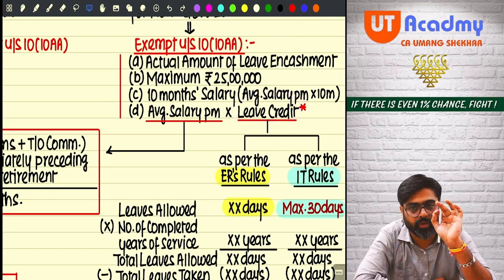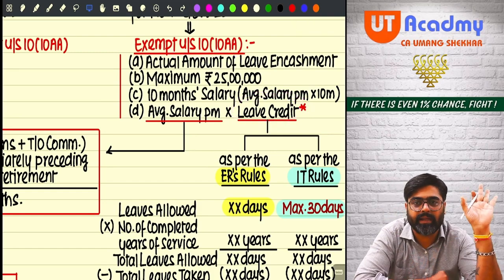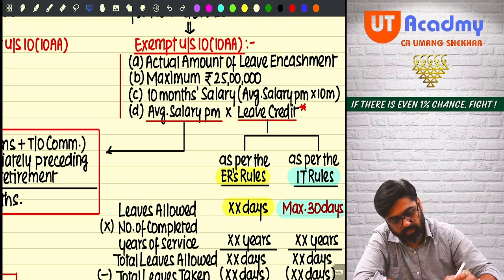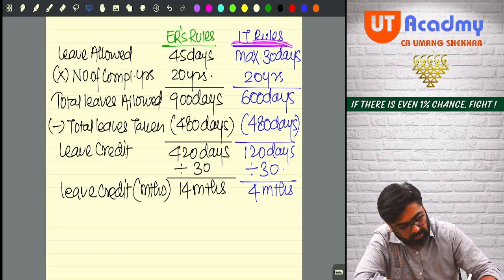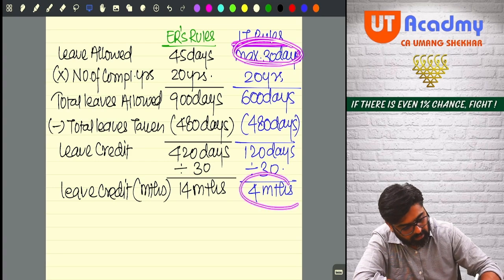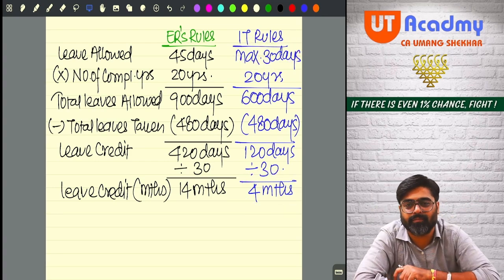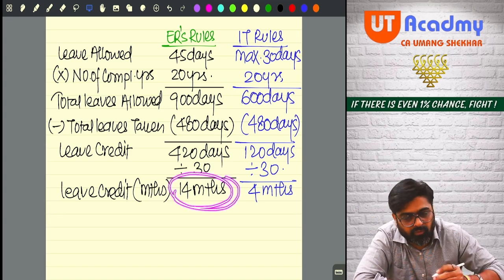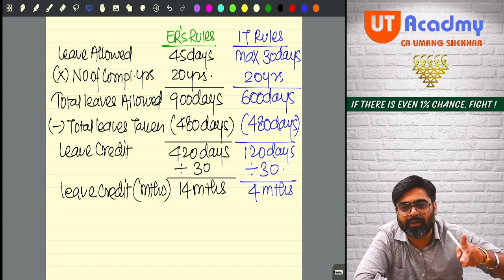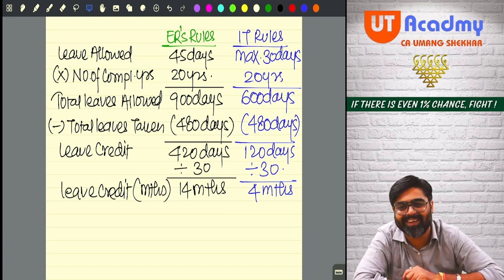Now tell me, should I ask you one thing? IT rules maximum is how much? IT rules maximum is 30 days. So on the basis of 30 days, this 4 months is there. What if your employer is also giving 30 days? So this will also come 4 months, no? So no need to do two calculations, do one calculation only.